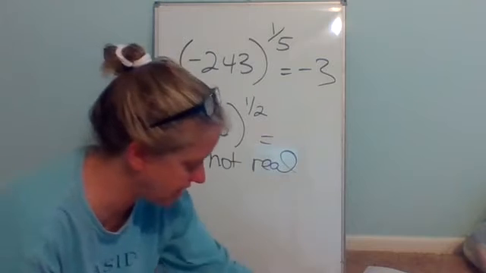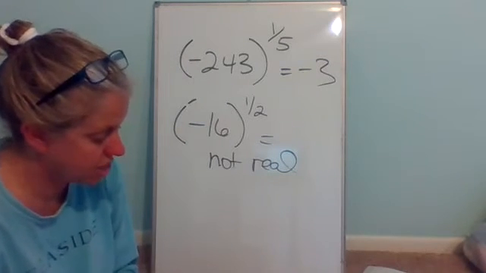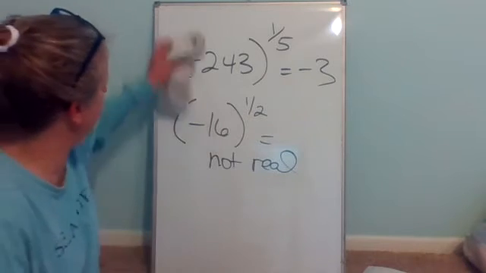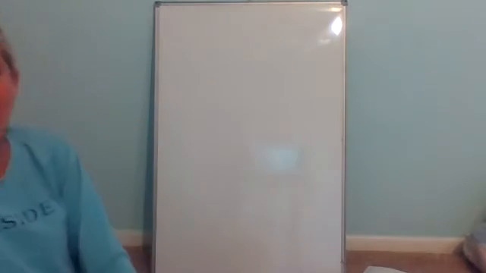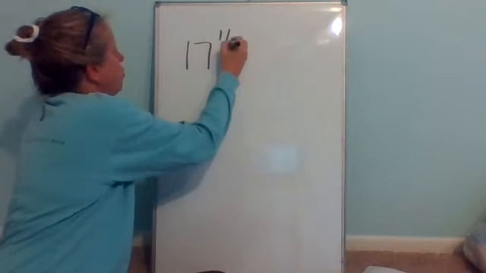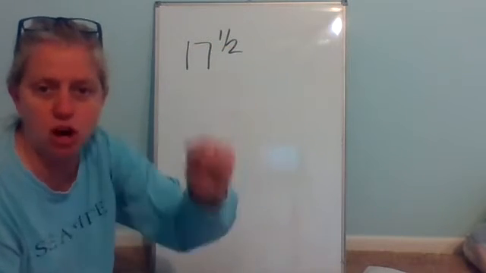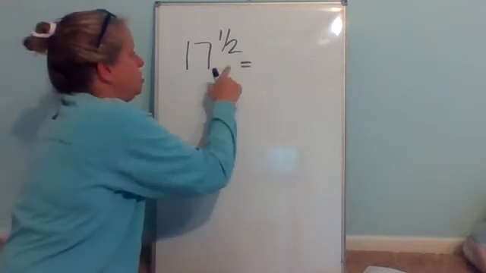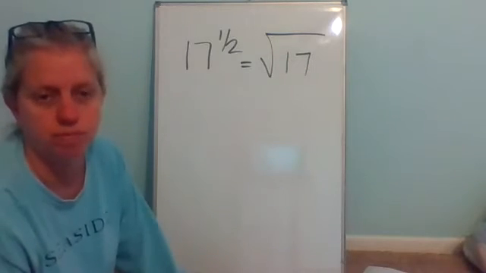All right, on number 17, it doesn't want you to find the answer. It doesn't say to evaluate it or simplify it. It just says write the following as a radical. So remember how I did at the very beginning, and I showed you that the square root of 9 and 9 to the 1/2 power mean the same thing. Well, this says 17 to the 1/2 power, and it wants you to write that as a radical. Radicals are those symbols. So remember, what does 1/2 power mean you're doing? It just means you're taking the square root.